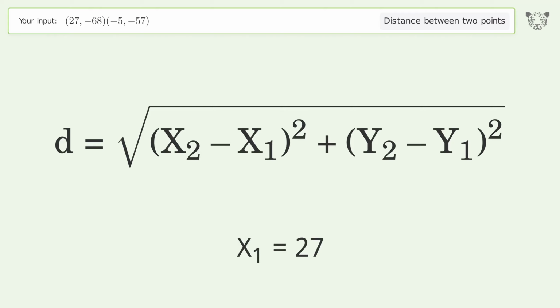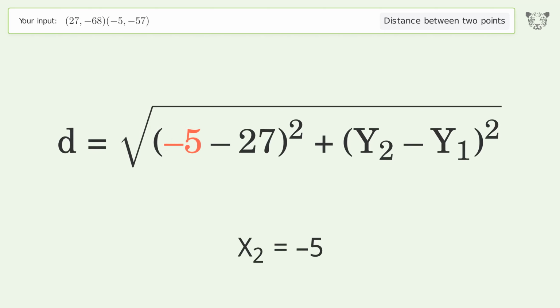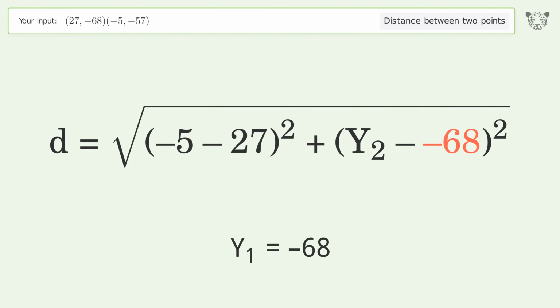x1 equals 27. x2 equals -5. y1 equals -68. y2 equals -57.